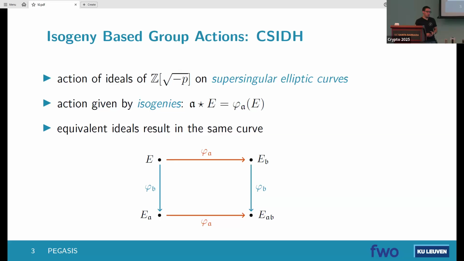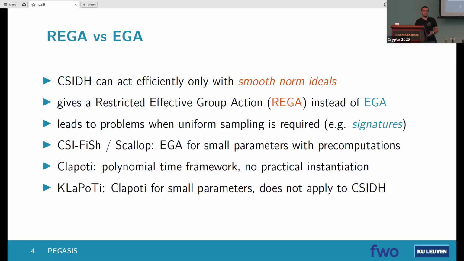Now, one of the first examples of isogeny-based group actions is the scheme CSIDH, where we act with ideals over supersingular elliptic curves. Now, these actions are represented and can be computed by isogenies. And thanks to the fact that equivalent ideals result in the same curve and that this action is also commutative, we can define a Diffie-Hellman key exchange through this. Now, I will not get too much into the details. The next talk will explain maybe a bit more how the action works and is computed in practice.